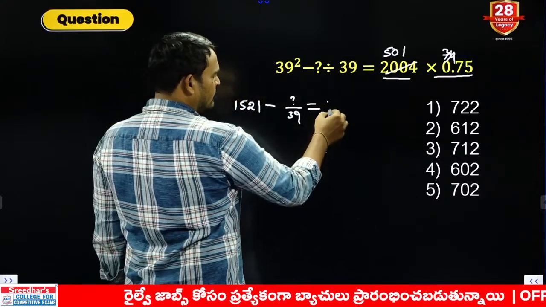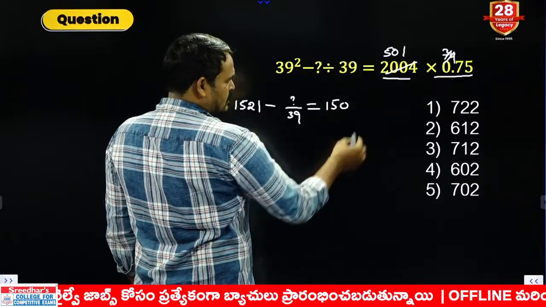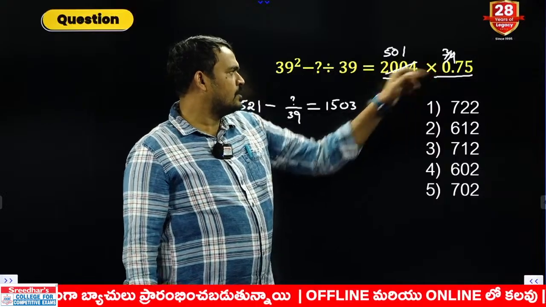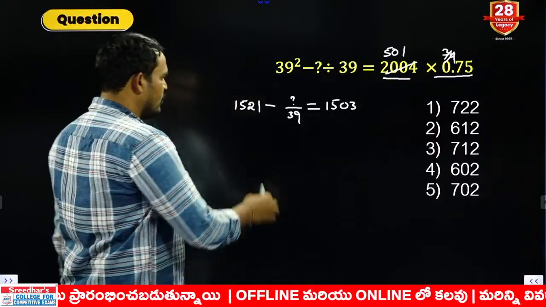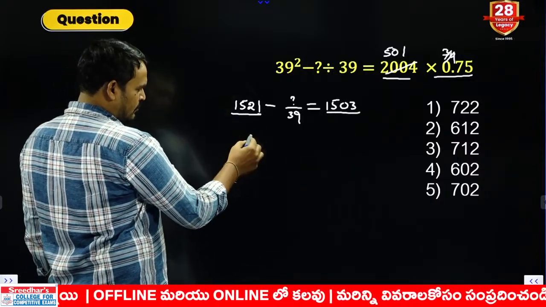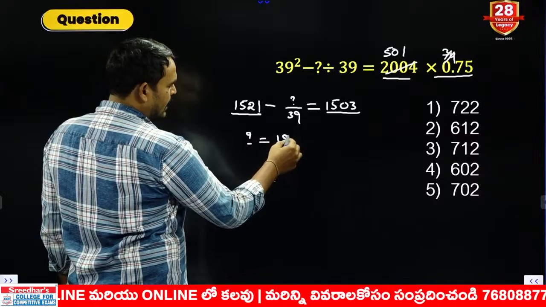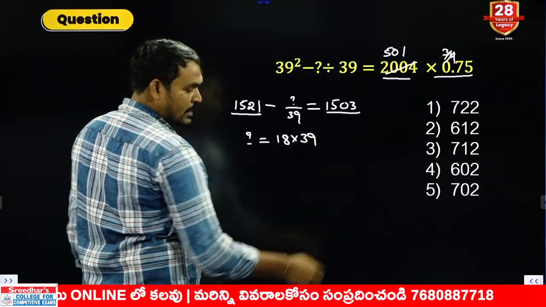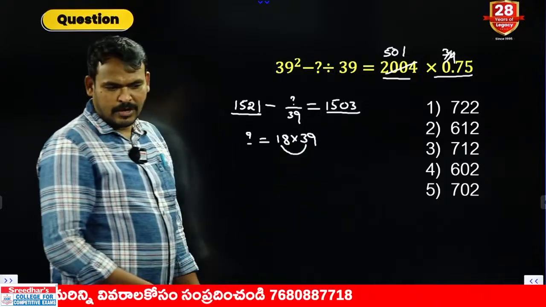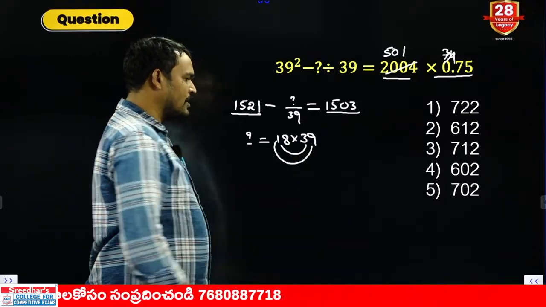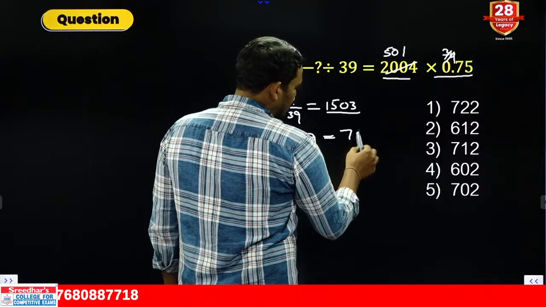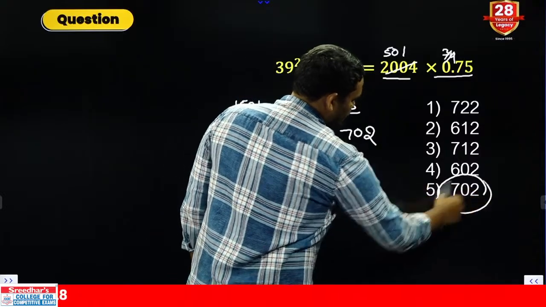That is 1503 or not? 1503. 4 how many times? 501. 501 into 3, that is 1503. What is the difference between 1521 and 1503? That is 18. Then we required something value that is equal to 18 into 39. 18 into 39 means 18 into 30 is how much? 540. 18 9s how much? 162. 540 plus 162, what is the answer? 702. Which option? Fifth option.